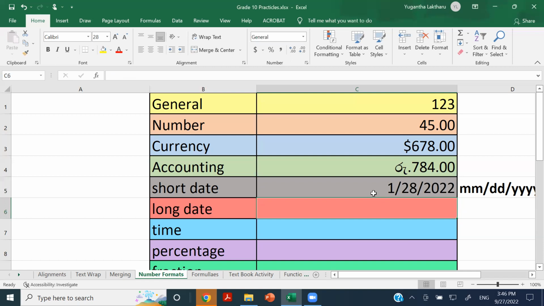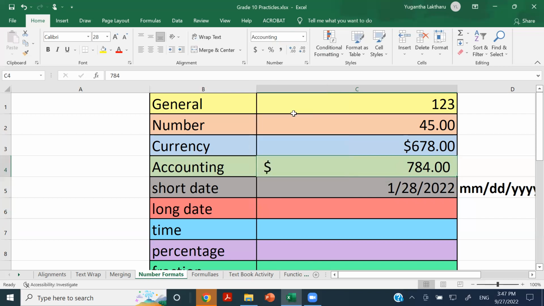So 1,28 will give you 1/20/2022. The problem is I have applied the currency number format. See, it has the currency number format. Let me change it to the accounting number format. So it goes like this.